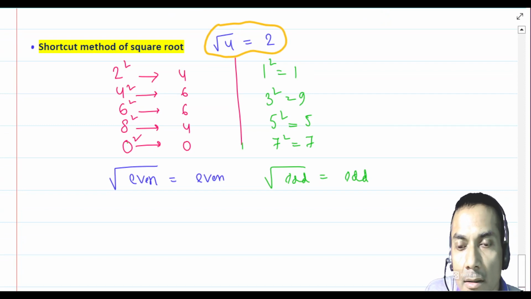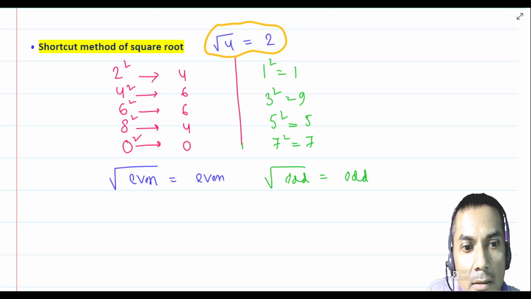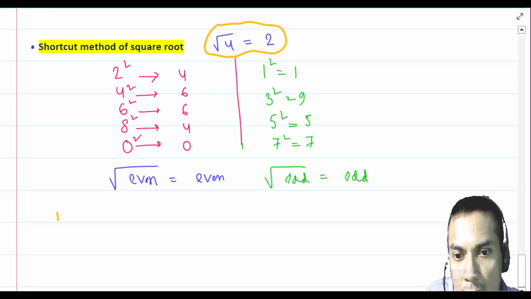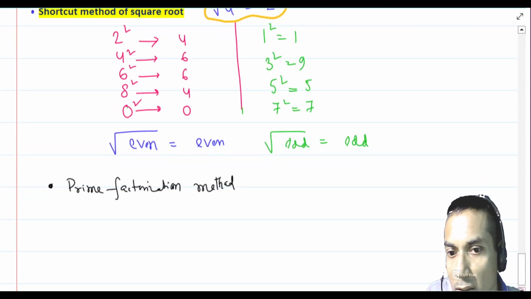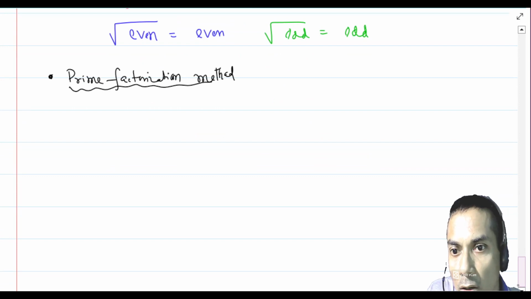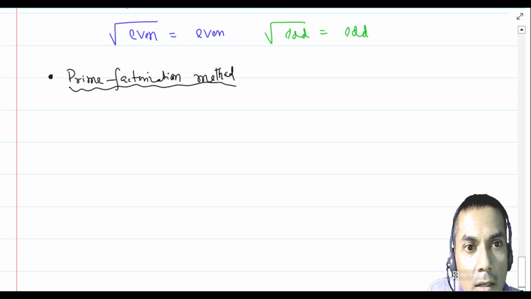Then we learn the shortcut methods to find the square root. The first method is the prime factorization method. So method number 1 is the prime factorization method. What is the method? You know already. There are a lot of applications of this method. You learned this in an earlier class.